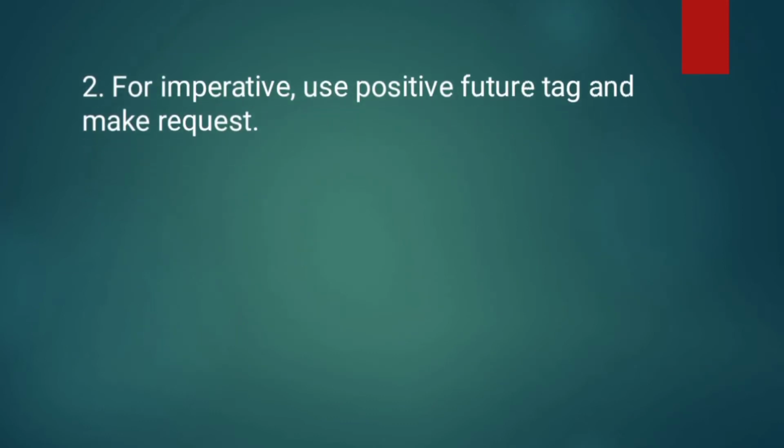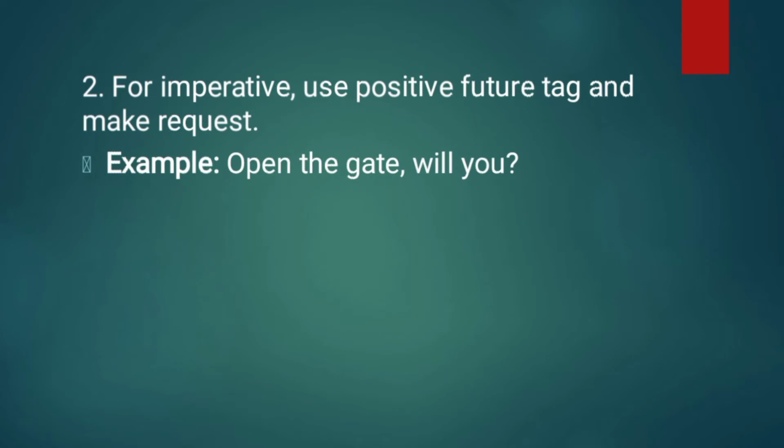For imperatives, there are some sentences that do not have auxiliary verbs. Now, I'll show you. For this kind of statements, you use the positive future tag and make a request. For example, open the gate. Have you seen an auxiliary verb here? The is, the are, and the other ones.